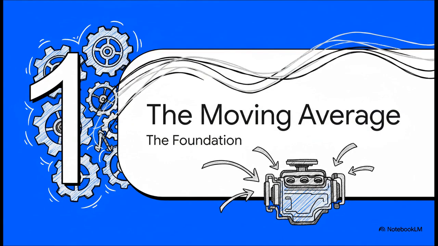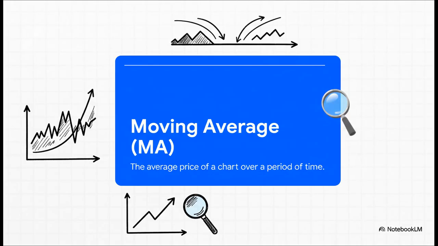To really master the crossover strategy, you first have to get comfortable with its most important piece, the moving average itself. Think of it as the engine that drives every single signal we're about to talk about. So what exactly is a moving average? Well, simply put, it just calculates the average price of something over a set amount of time. Its whole job is to smooth out all that choppy day-to-day price noise so you can get a much clearer picture of the real trend underneath.